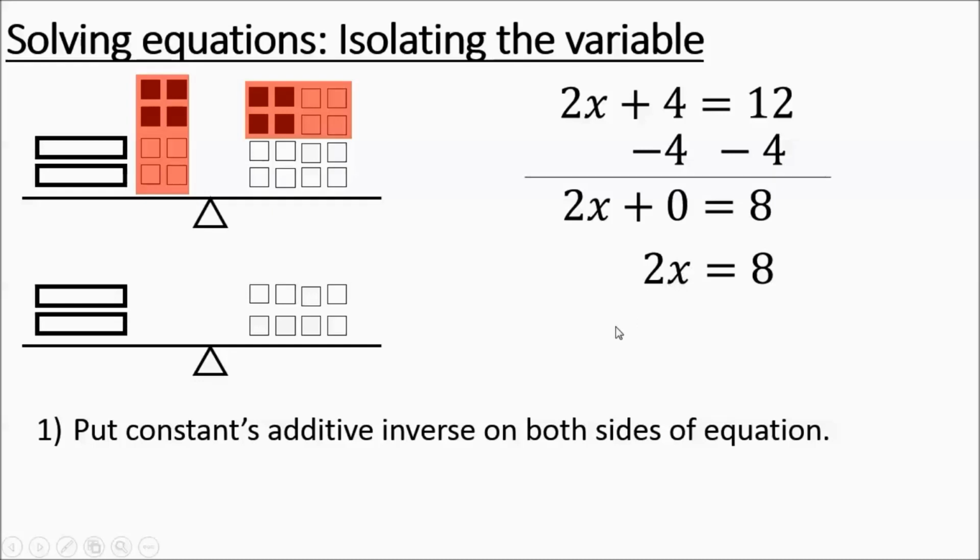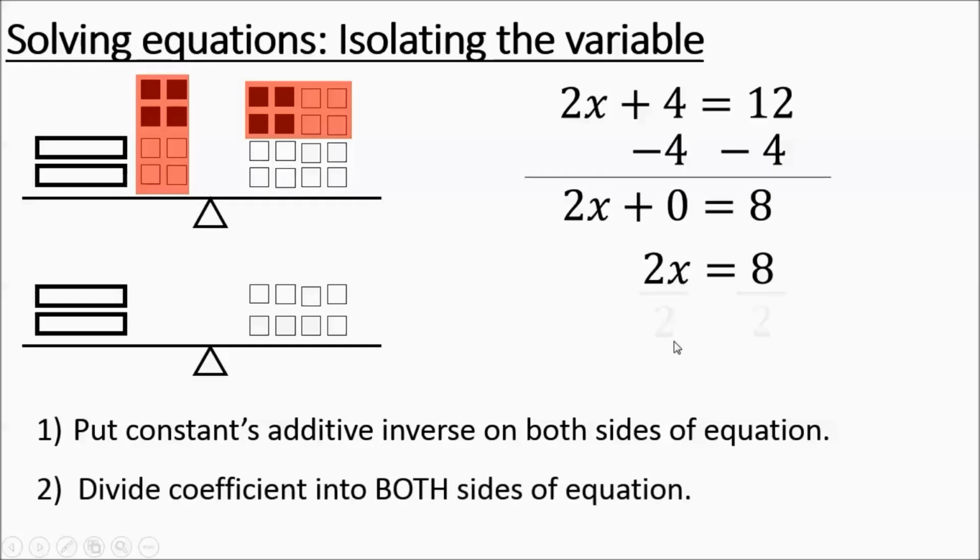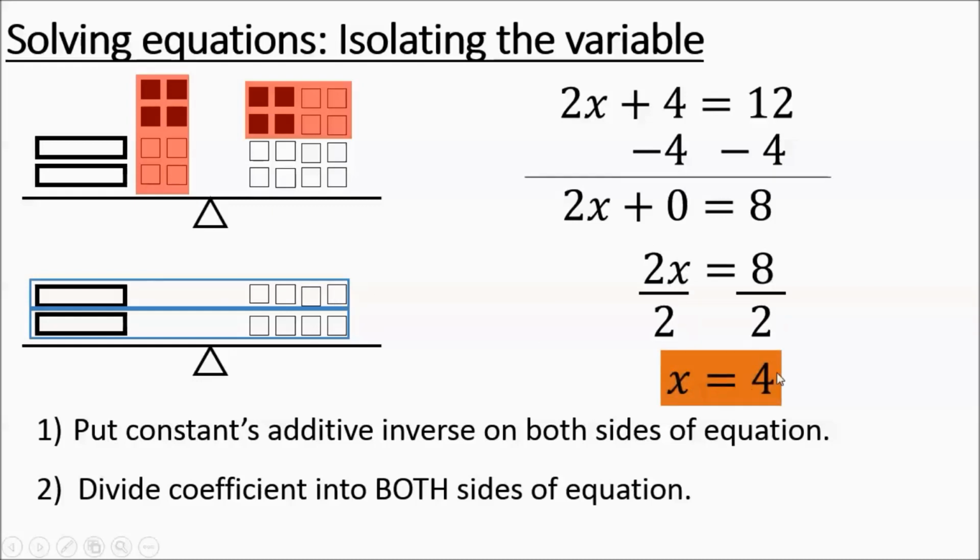One way to do that is to divide the coefficient into both sides. 2 divided by 2 would give you the 1x. 8 divided by 2 is going to give you something else. Also here I'm going to look at dividing it into 2. We have 2 x's, we have 8 constants. Can we divide up these 8 constants so they're equally distributed to each individual x? Yes, you can, and each x represents 4 constants. 8 divided by 2 is 4.